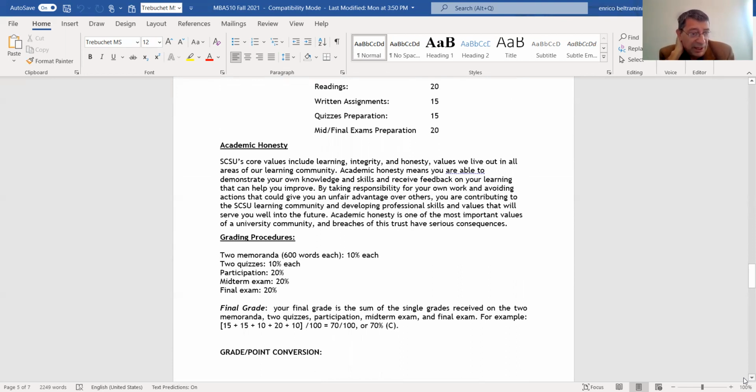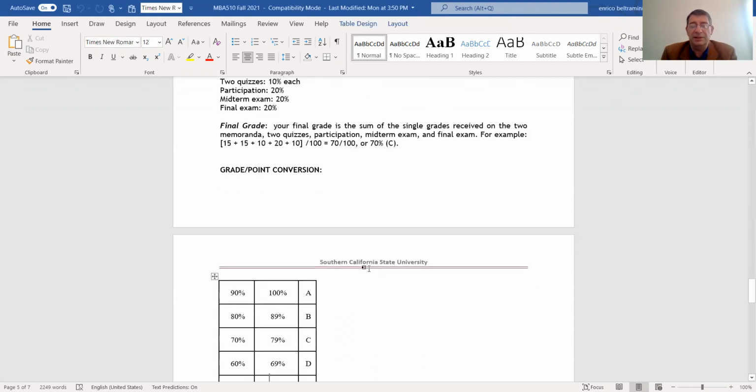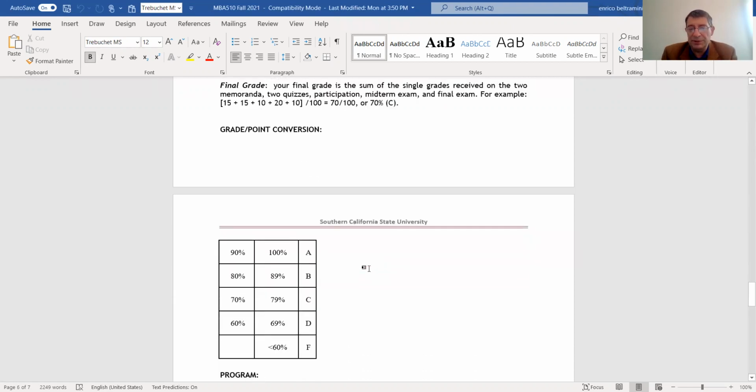The midterm and the final, each of them is equal to 20% of your final grade. Here you can find what is the final grade. If you receive 90 points, is equal to A, and so on. And this is the program.